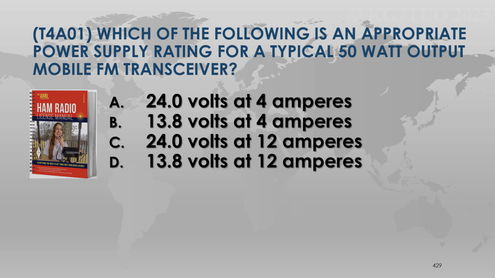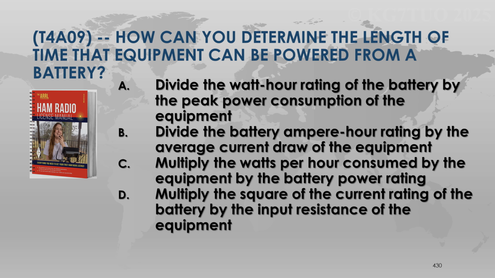Which of the following is an appropriate power supply rating for a typical 50-watt output mobile FM transceiver? Delta. 50 watts, 12 amps. How can you determine the length of time that equipment can be powered from a battery? Bravo. Okay, so I did not confuse you about talking about the watts, because amp hour and current is amps. It is Bravo, you are correct. I'm glad I didn't confuse you with the watts to get you to pull the wrong one. But you do want to do it in watts. That's the better way.